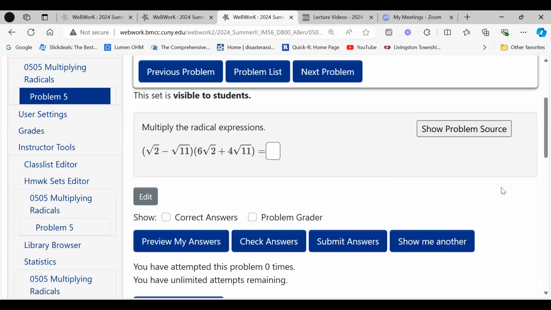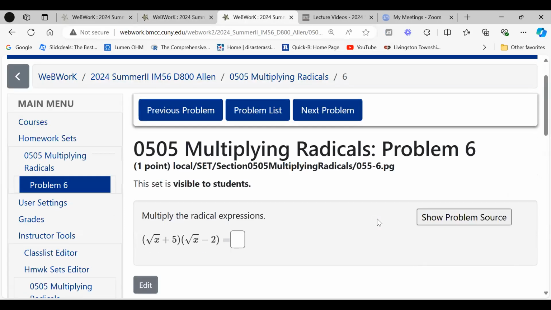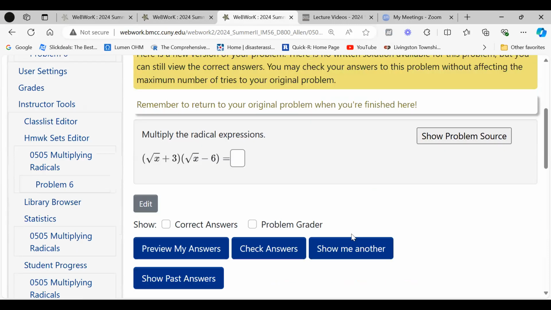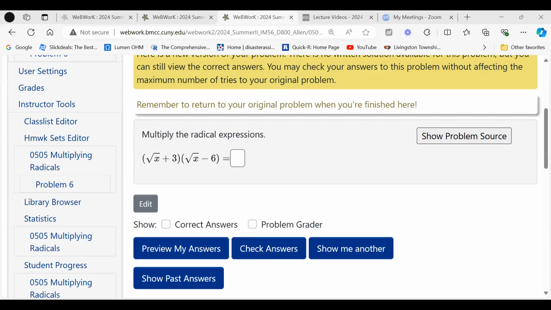Okay, so the next problem. See, this is very similar. Let's move on to the next problem. Yep, so this one has variables. Okay, let's try one of this. Okay, give it a shot.